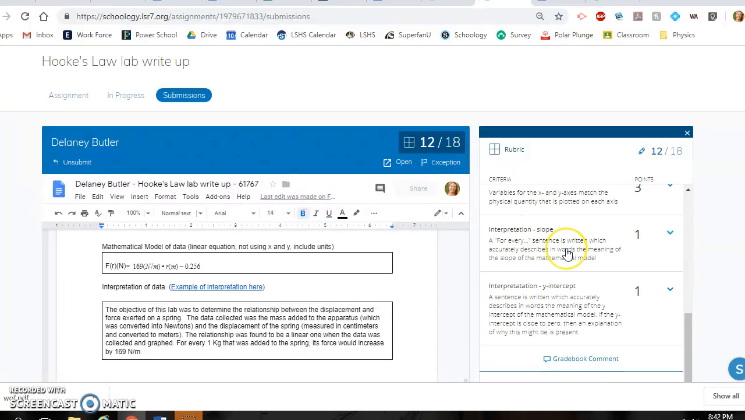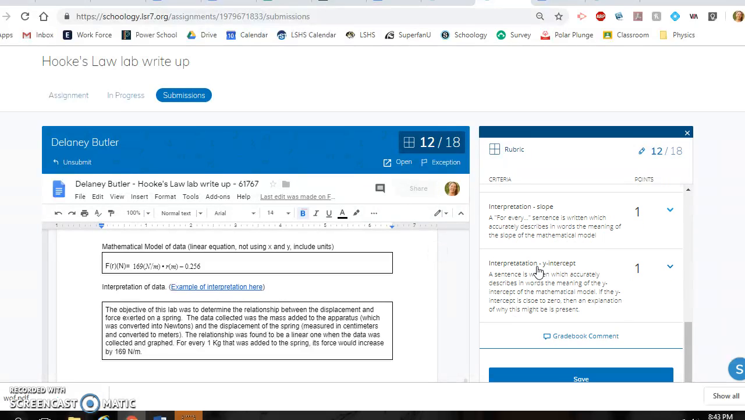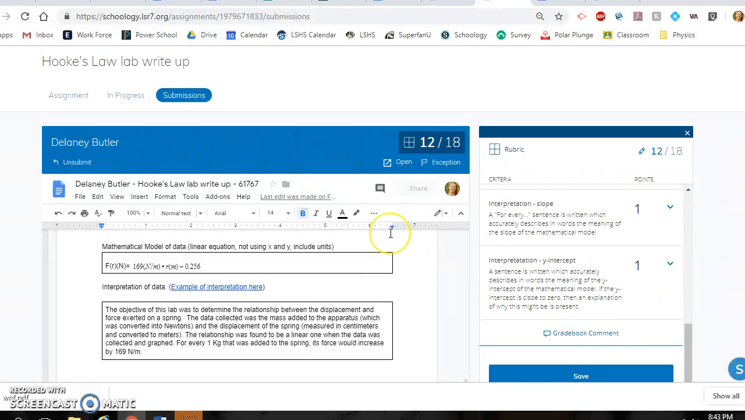And then I literally tell them in the example of interpretation, almost word for word, what needs to be here. For every increase in force, this might happen, and I look to see that. And if it is not there, then they don't get those points, because it means they're really not talking about what the slope means. And then they get points for the interpretation of the y-intercept.